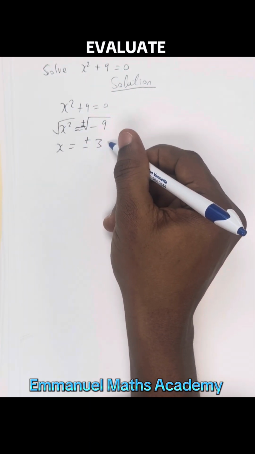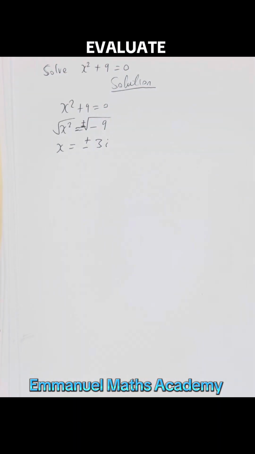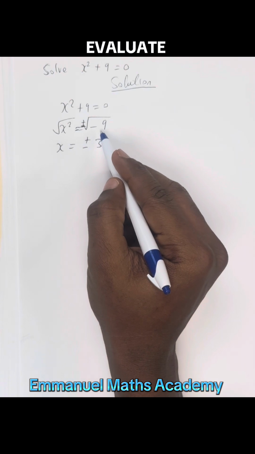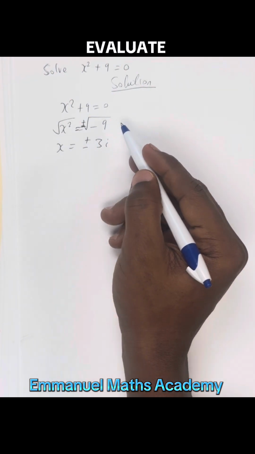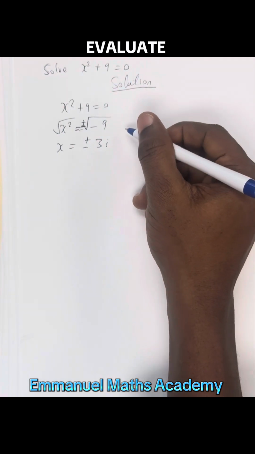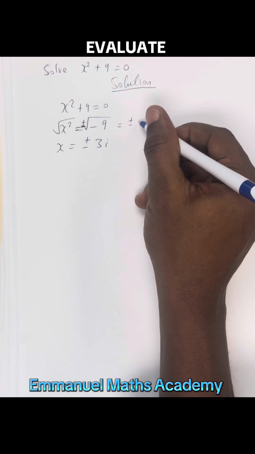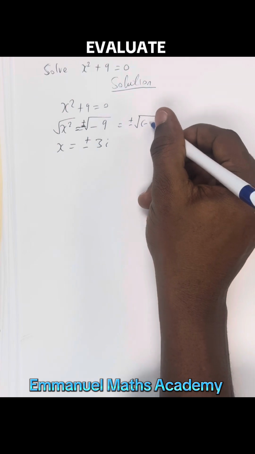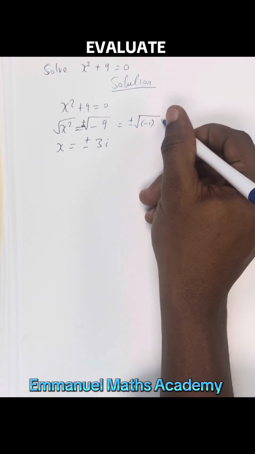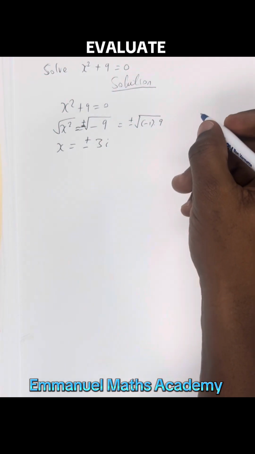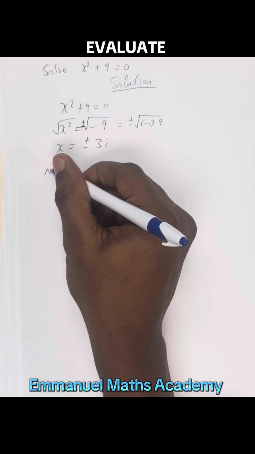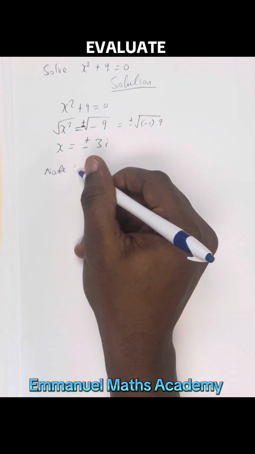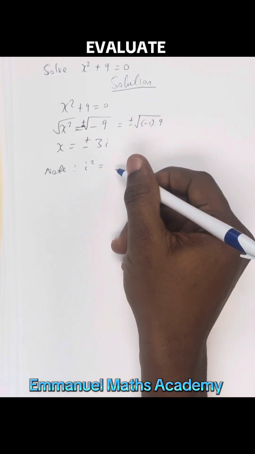3i, right? Because you have an imaginary root here, because you have root minus 1 here. So this is simply as if you have plus or minus square root of minus 1 times 9. And you know that your root minus 1 is what? i. Because you note that i squared is what? Minus 1.